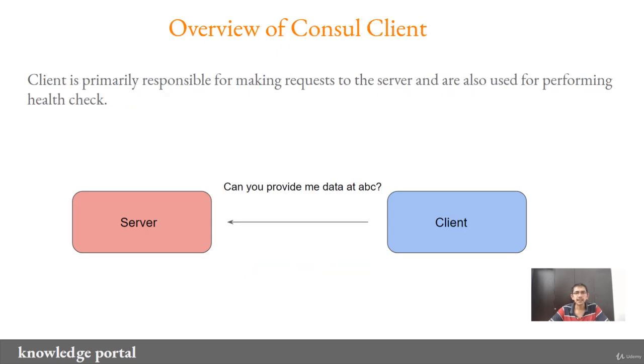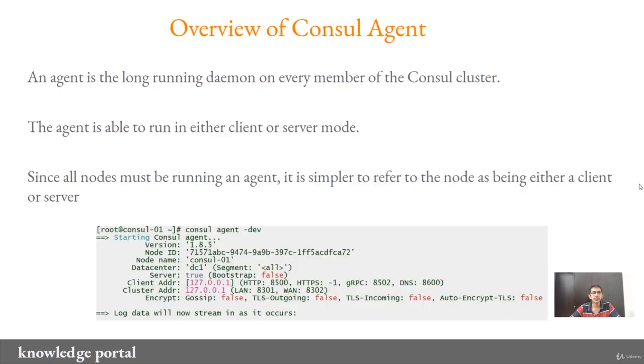The next one is the Consul client. Now the Consul client is primarily responsible for making requests to the server, and they are also used for performing the health check. Now we'll be discussing in great detail the health check and related information when we are discussing service discovery, but at a high level overview just remember that the client basically is responsible for making requests to the server, post which the server performs certain actions.